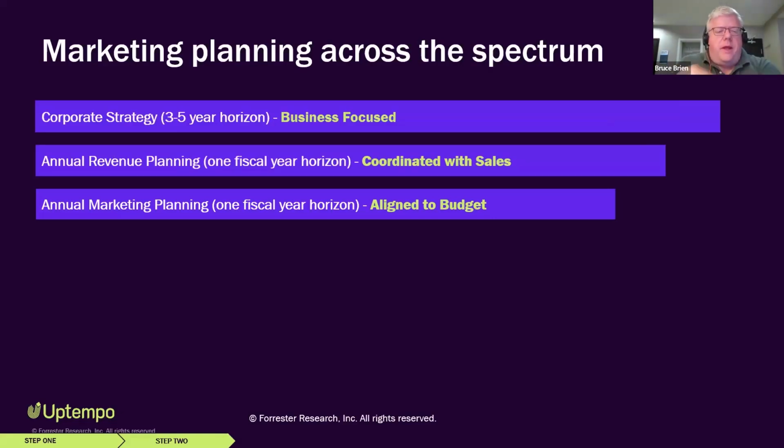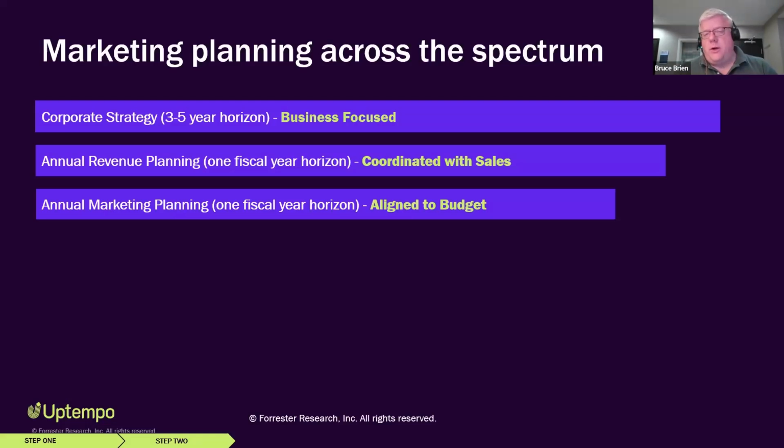But wrapped around that, at the highest level, we've got our business plan, our corporate strategy, typically a 3 to 5 year horizon. And this is the focus of the business. And we need that insight to inform our plan. But there's another step that has to happen in between getting that corporate strategy and then putting together the annual marketing plan, and that is the revenue planning.